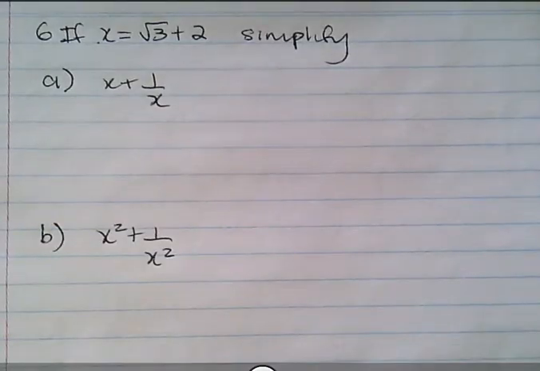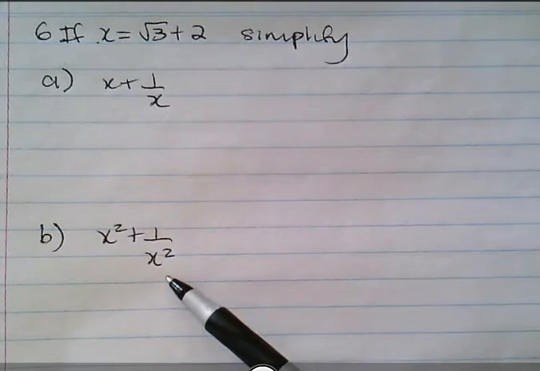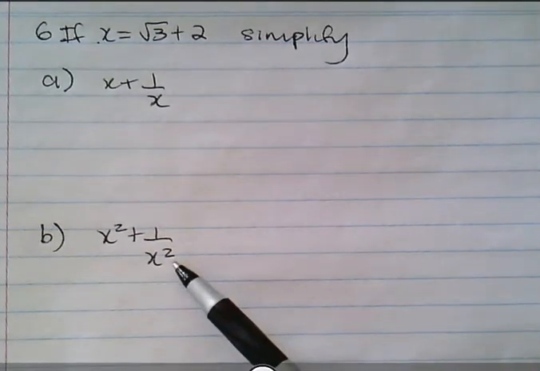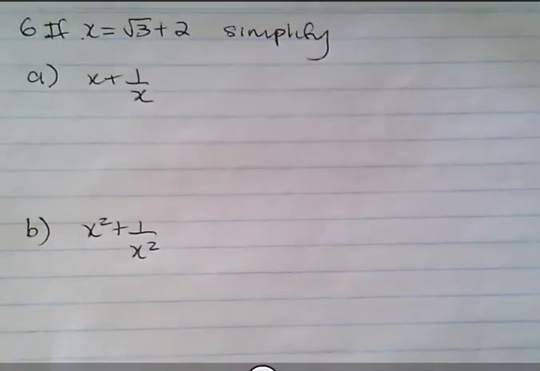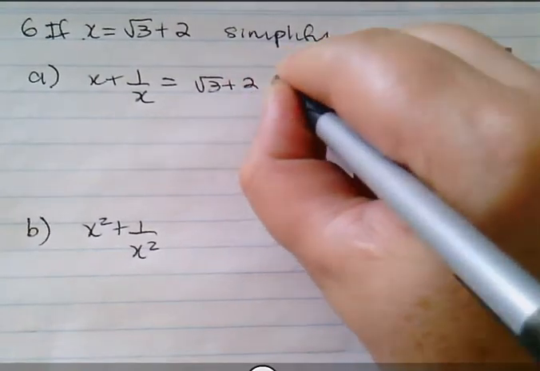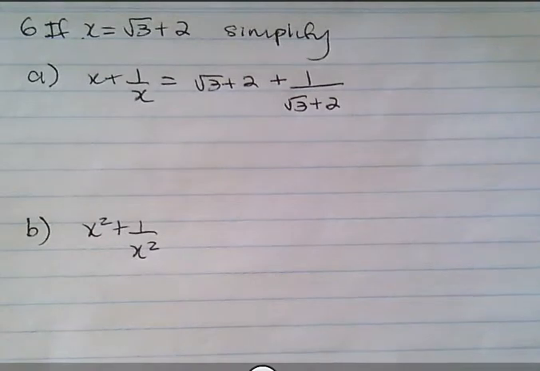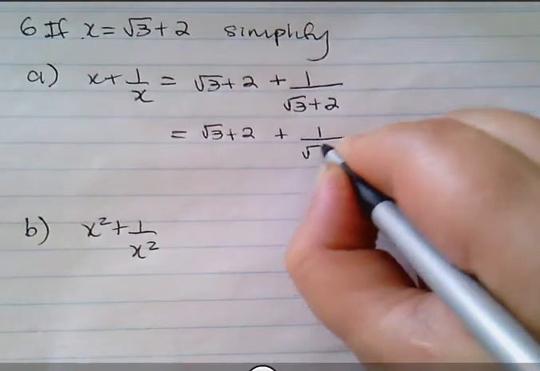Simplify. If x equals root 3 plus 2, simplify x plus 1 on x, then we'll do x squared plus 1 on x squared, which is like one we did before, remember? And there's another one to do, x plus 1 on x all squared. So let's go. What's x plus 1 on x? It's root 3 plus 2 plus 1 over root 3 plus 2. What do we do? Rationalise just the second one.